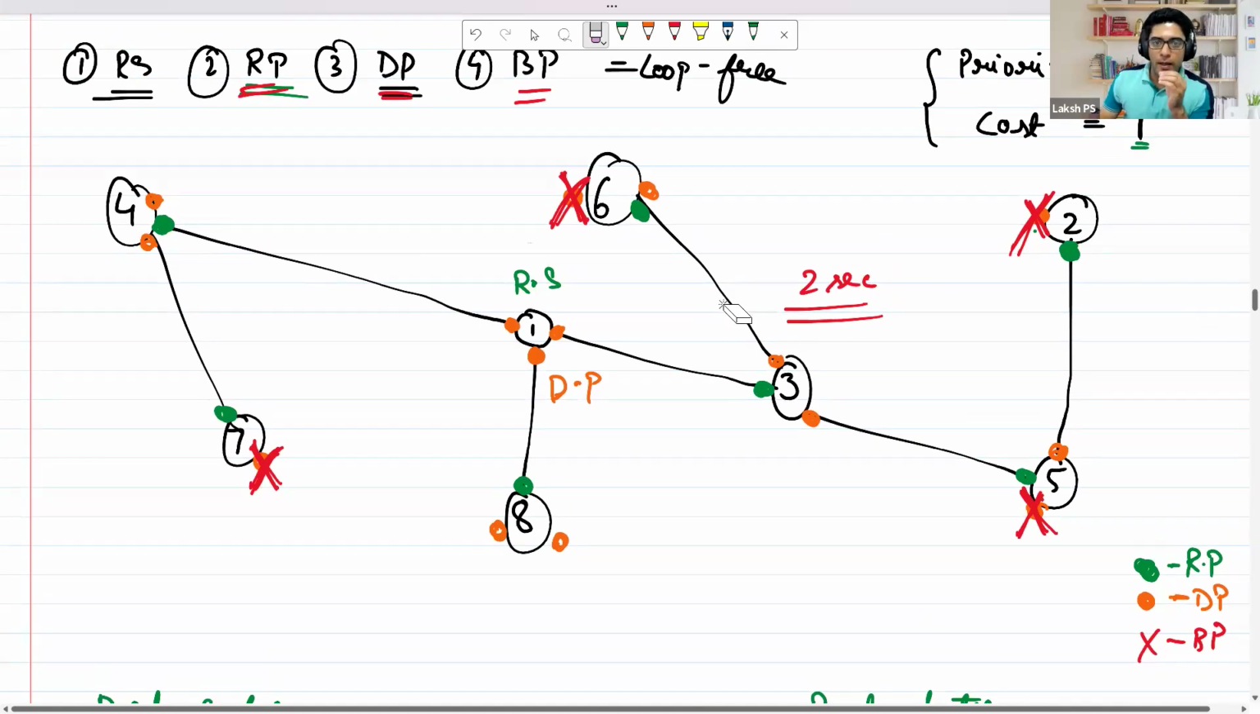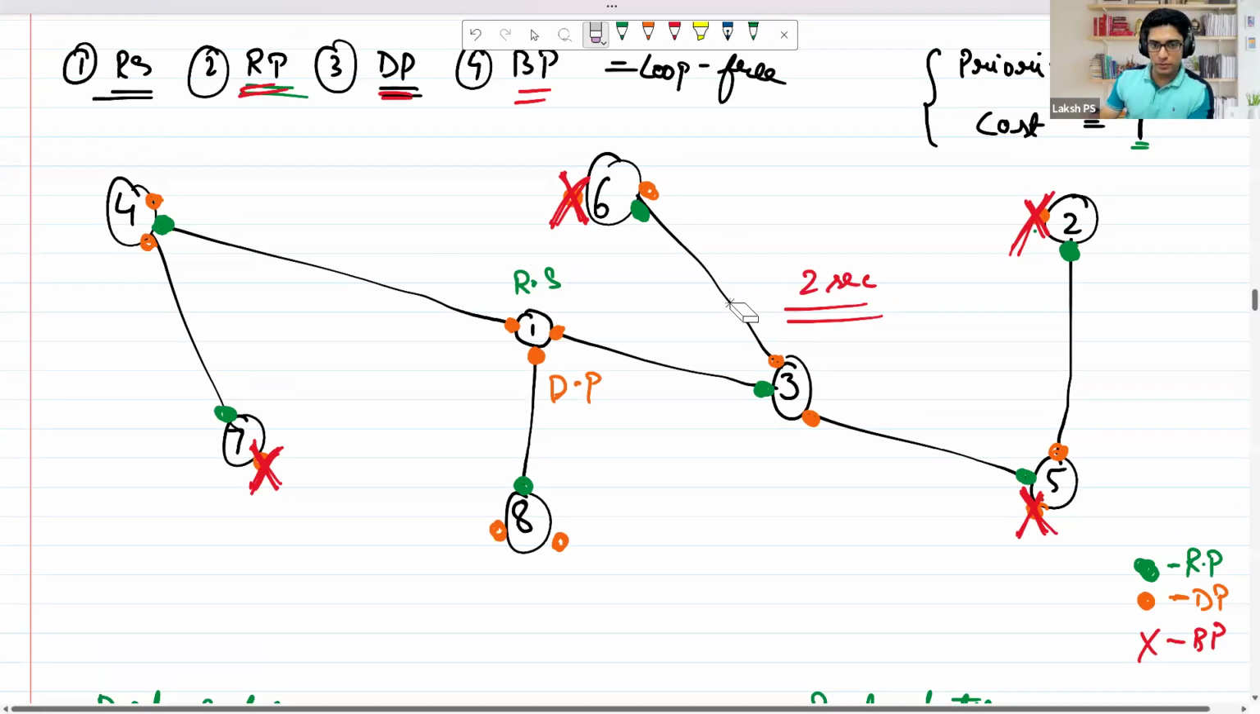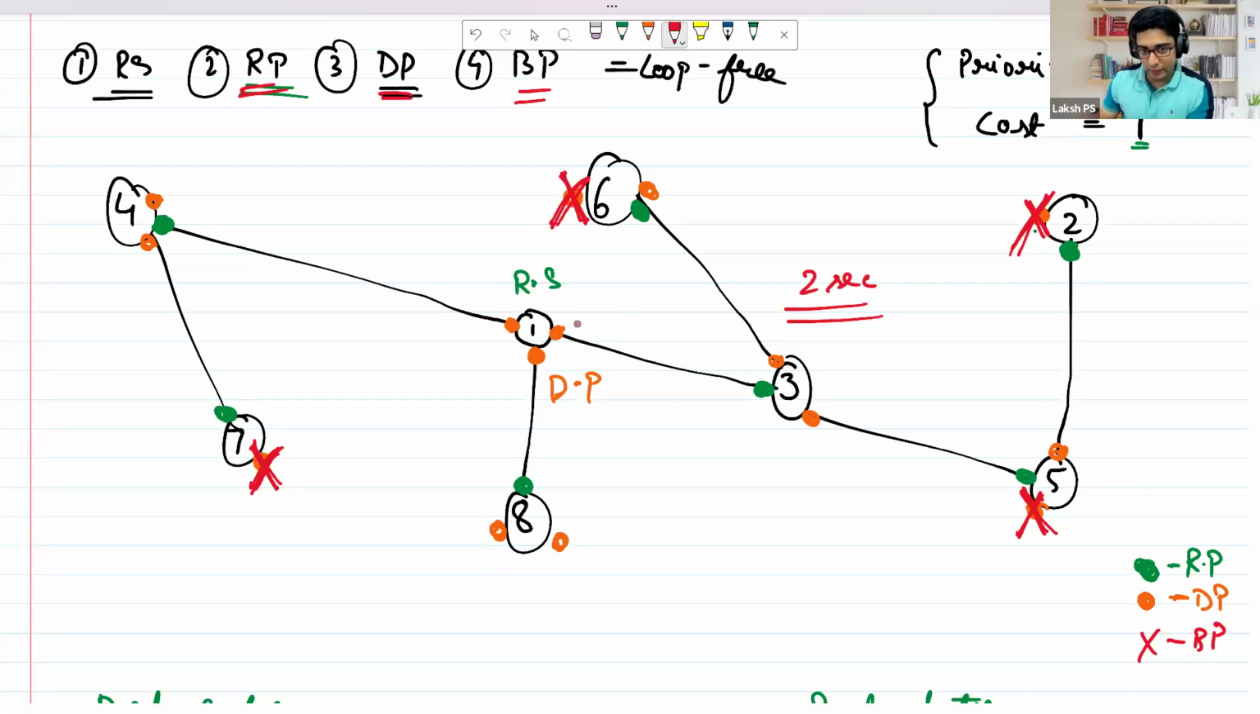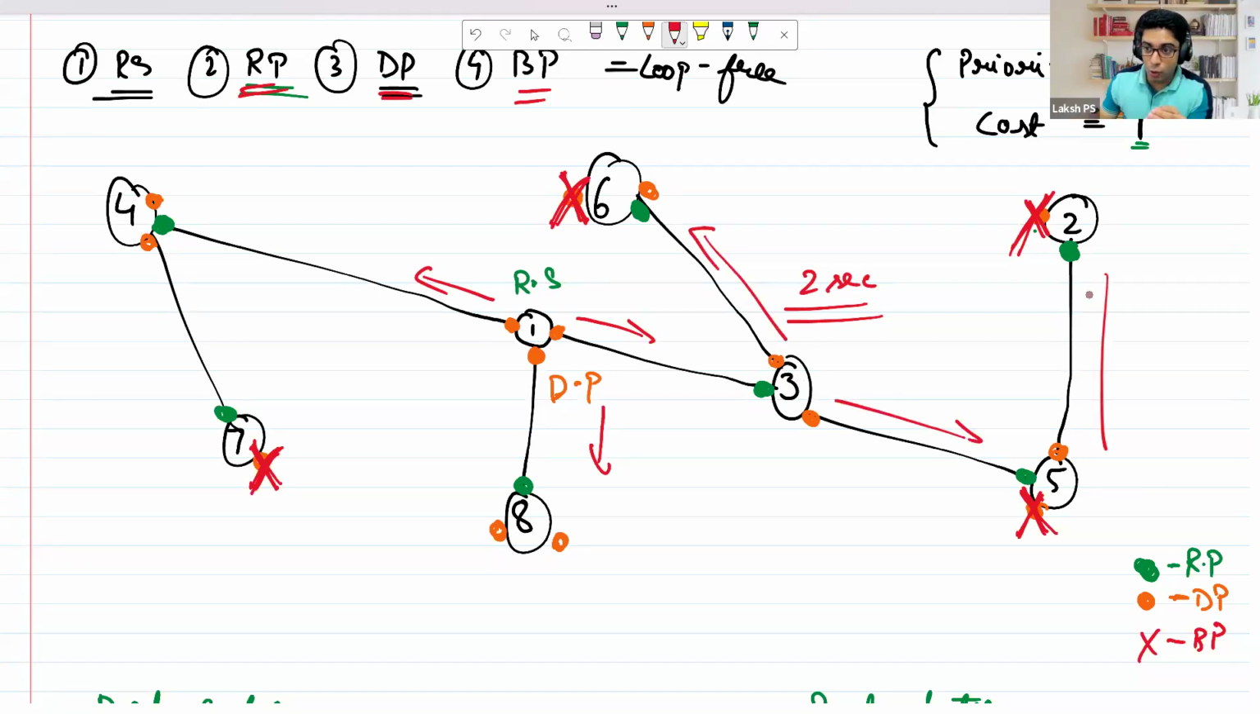First of all, BPDUs are, as I said, sent at every 2 seconds. Who sends these BPDUs? BPDUs are sent, or rather created, only by the root switch. Again, please remember, BPDUs are created only by the root switch. So at every 2 seconds interval, he sends the BPDUs. These BPDUs are forwarded to each other through the non-root switches.